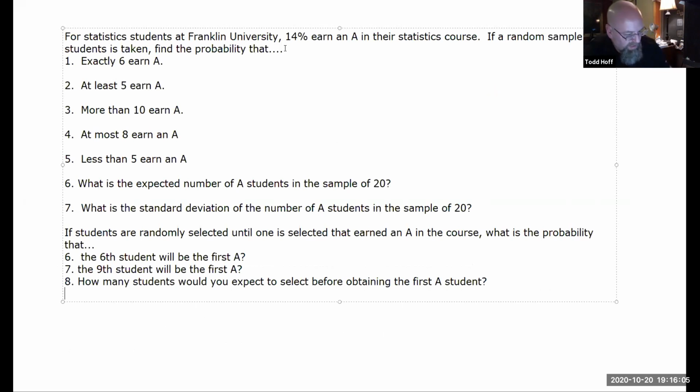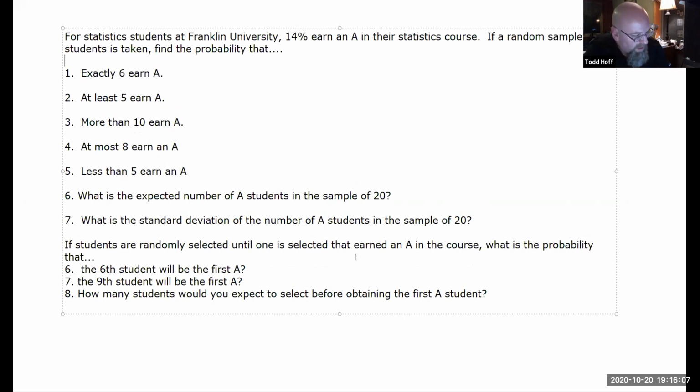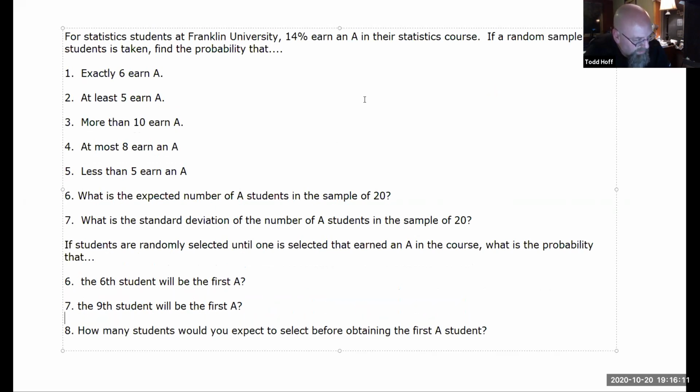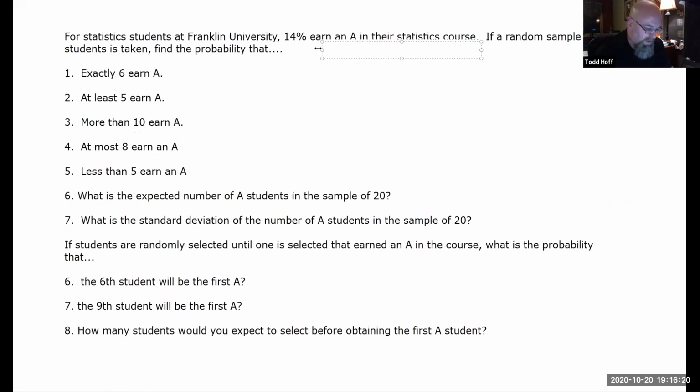So we have a statistics course, and we find that on average, 14% of students earn an A in their statistics course. So that is saying that P, probability of success of earning an A, is 0.14. Taking a random sample of 20 students, so that's saying N equals 20. Find the probability that exactly 6 earn an A. So that's P that X equals 6.